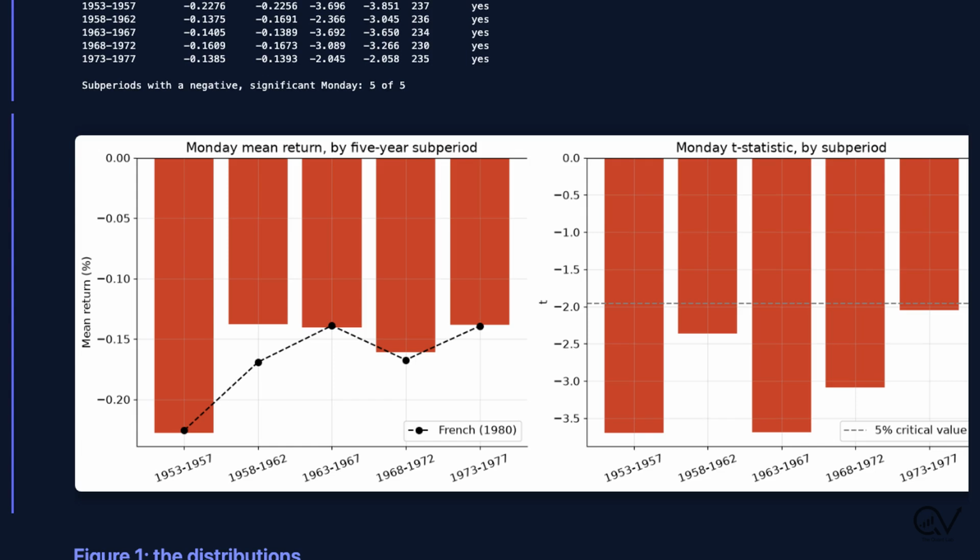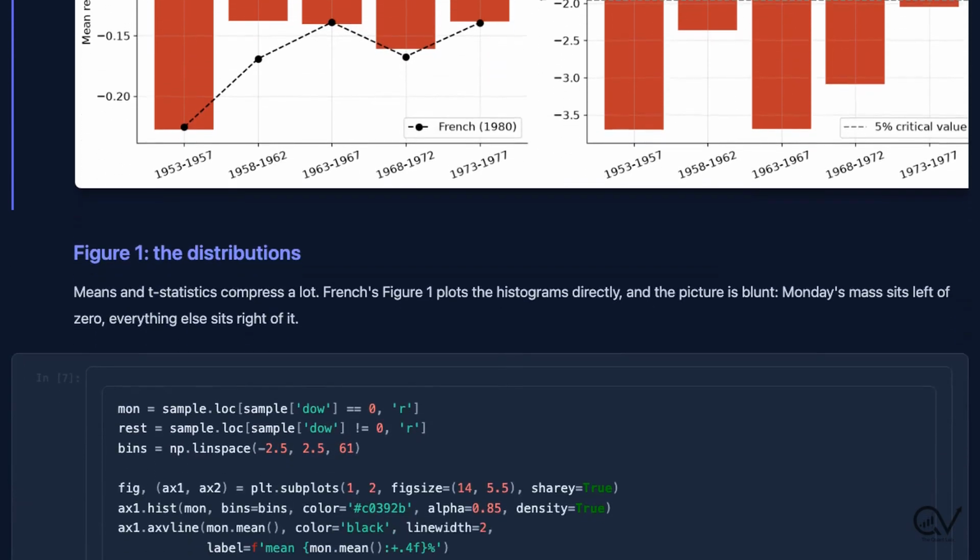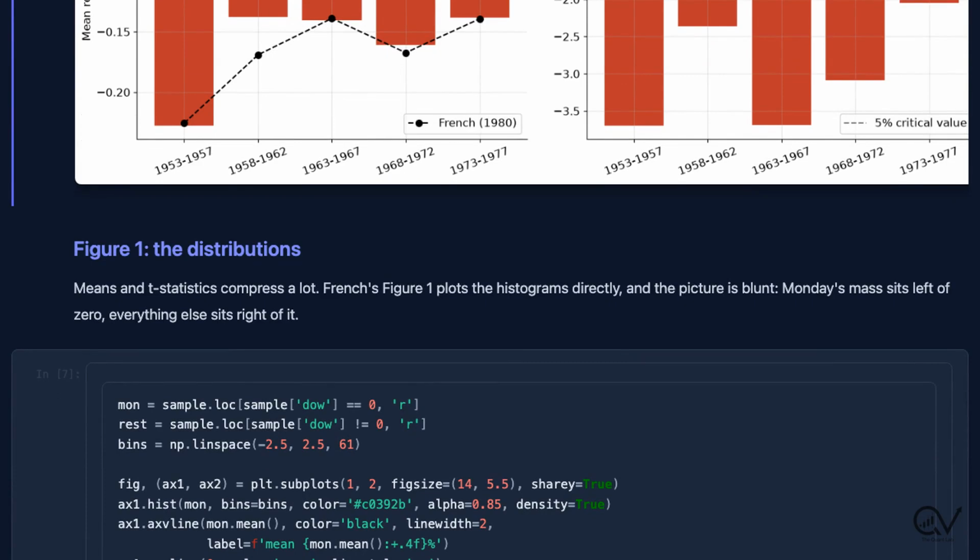The pattern in the abstract survives an independent rebuild on different data, and that is the strongest thing you can say about an empirical finding. Means and t-statistics compress an awful lot of information into one number, and it is always worth looking at the distribution underneath. French's figure 1 plots the histograms directly, so that is what we rebuilt here.